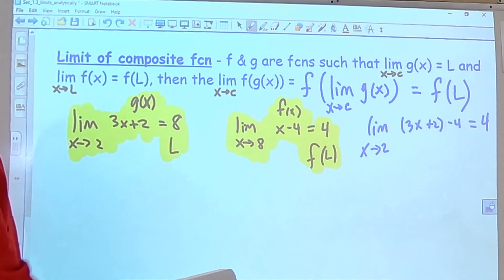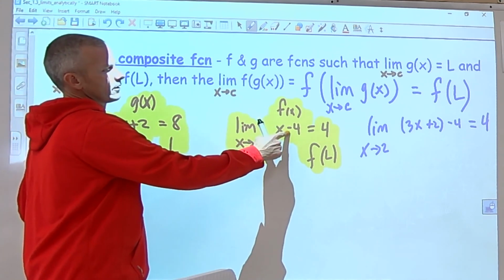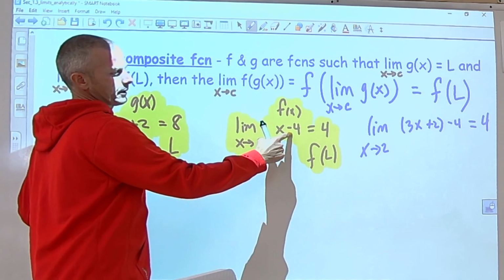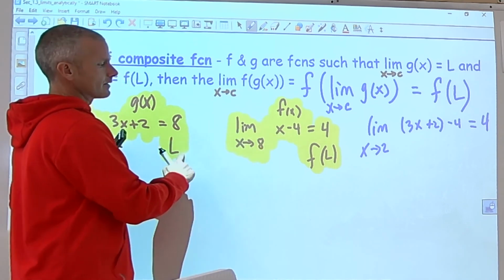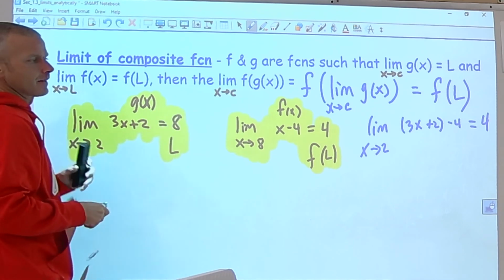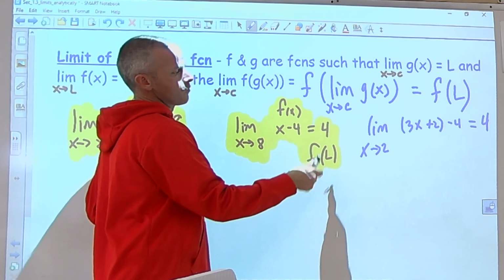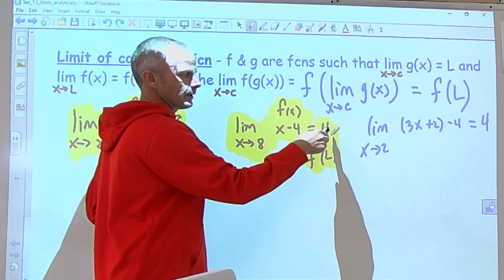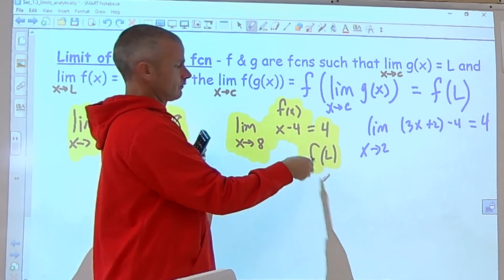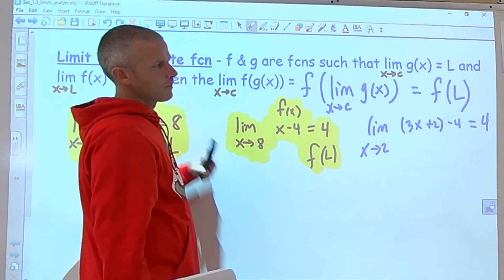All right. So that's what our second function, f of x, we're going to look at the limit of that function, x minus 4, as x approaches 8. So notice this 8 is coming from our previous limit. So I'm going to take and substitute that in. 8 minus 4 is 4. So essentially, our limit here is equivalent to the function evaluated at this value 8.